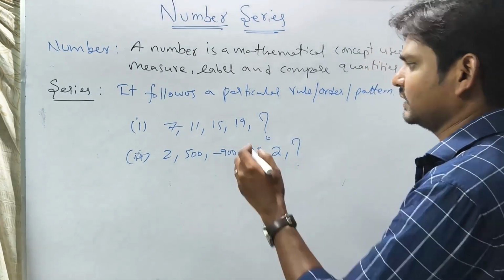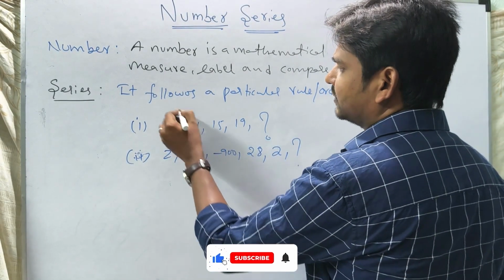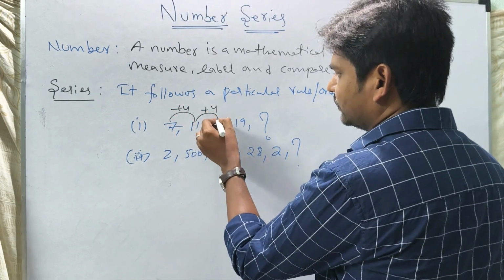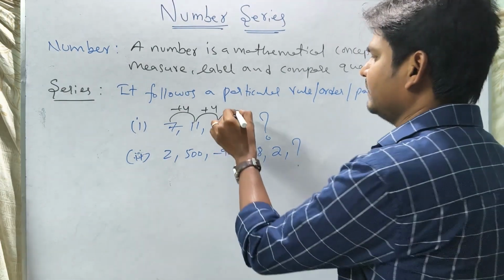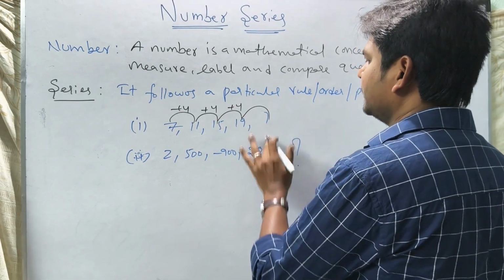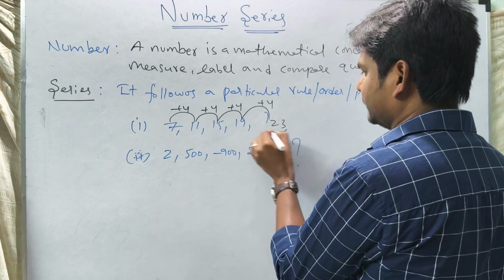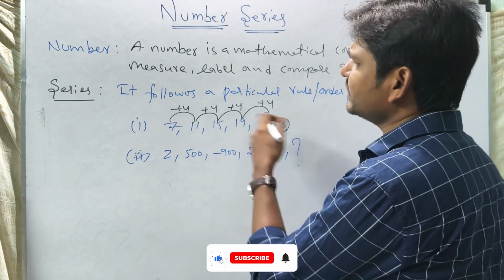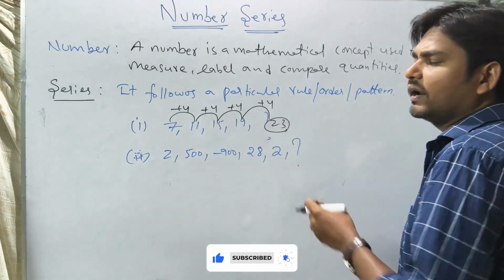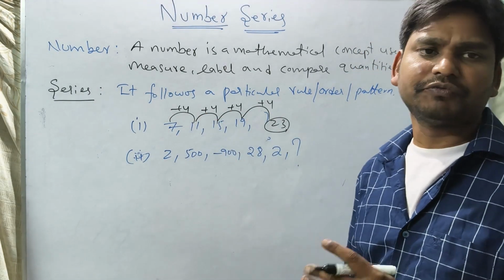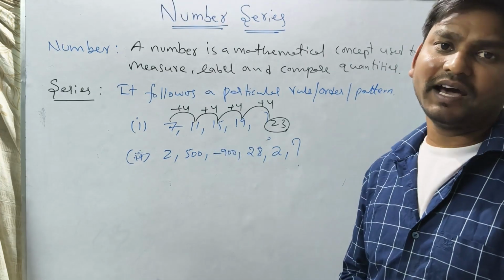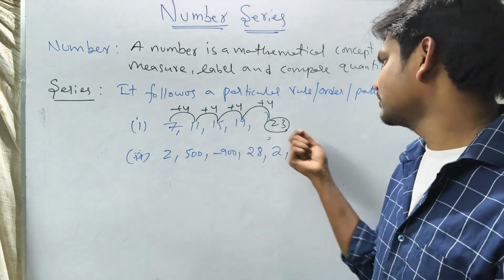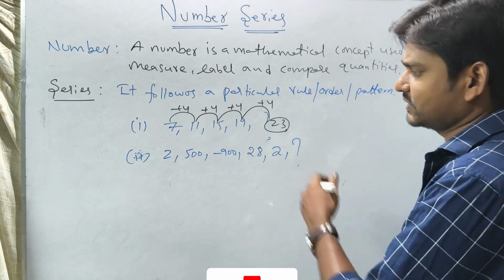Let us see. Here, from the first term to the second term we are adding 4, correct? From the second term to the third term, again adding 4. From the third term to the fourth term, again adding 4. Next would be adding 4 again, and you will get 23. Clear, all of you? So it is following a particular order. If you add plus 4 to the previous term, you get the next term. Again if you add plus 4, you get the next term. Like that it is going on. Clear?